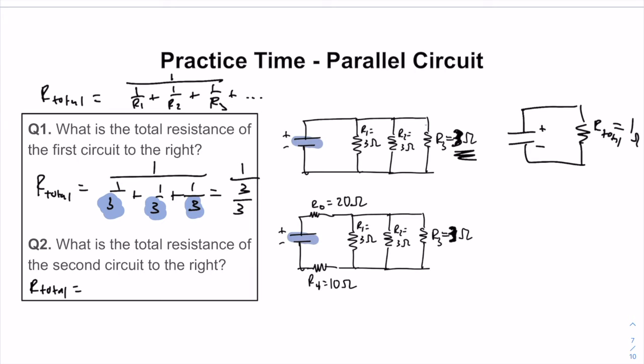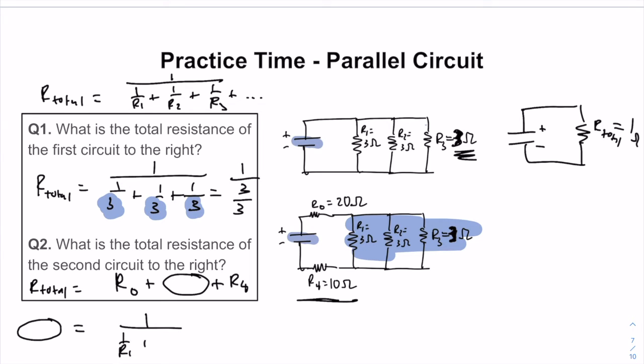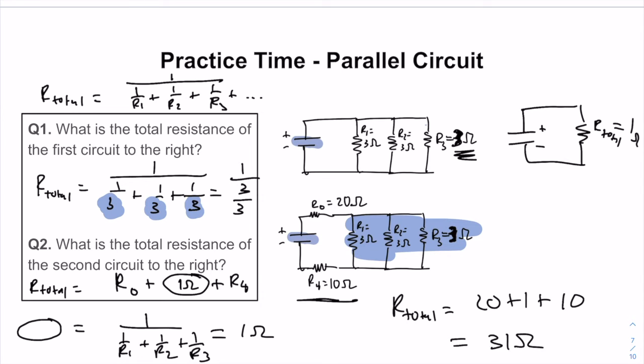Okay. All right, question 2, what's the total resistance of the circuit to the right? Well, we have a little bit different. So we have this R0 term plus R1 plus this whole part right here in parallel. Okay, and then another part down here in series. So we'll say plus R4. And then this term right here is equal to 1 over R1 plus 1 over R2 plus 1 over R3. And that we said was equal to 1 ohm overall. So we have R0 plus 1 ohm plus R4, and therefore our total is equal to 20 plus 1 plus 10, and we get 31 ohms overall, which we can draw as a simplified circuit that is just like this. R1 equals 31 ohms. Not too bad.